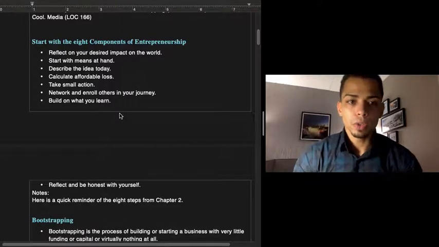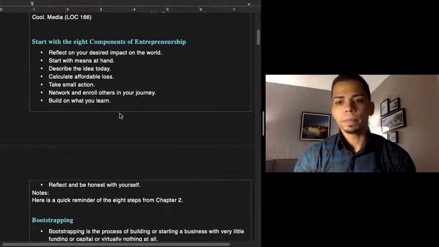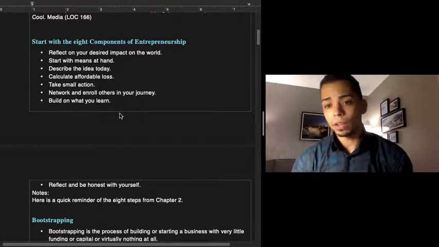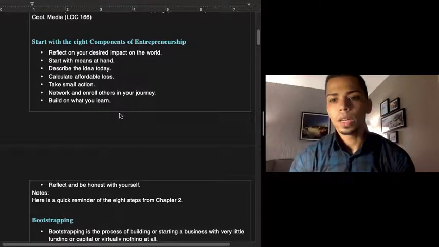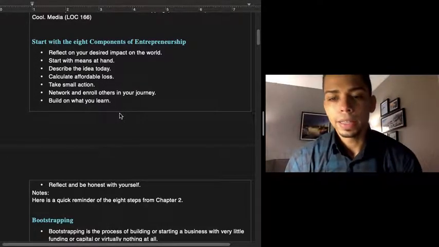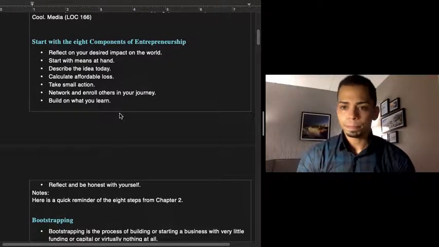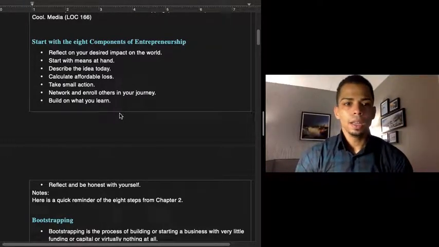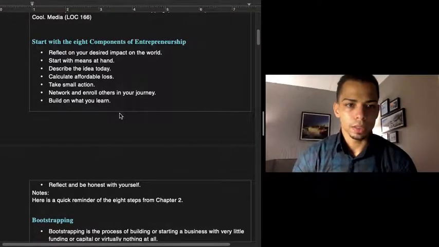You are going to use the resources that are already available to you, from the things that are financial to the non-financial resources. And we'll elaborate a little bit more on that as we go along. We're going to describe the idea today, not the idea with 100 different features that may not be feasible in the beginning, but we're going to describe the idea as it can be done today.